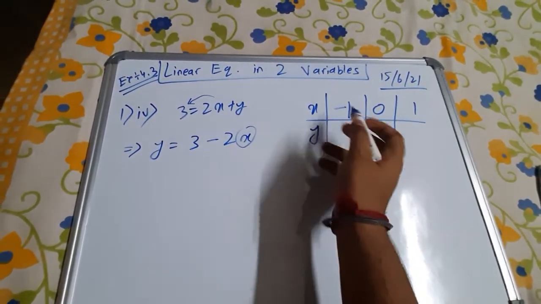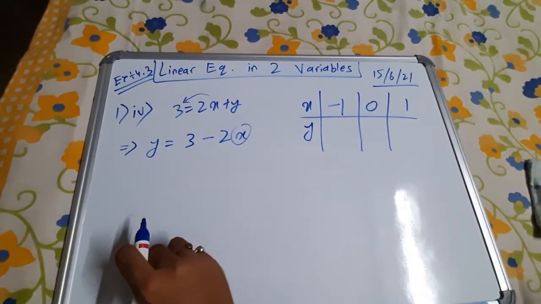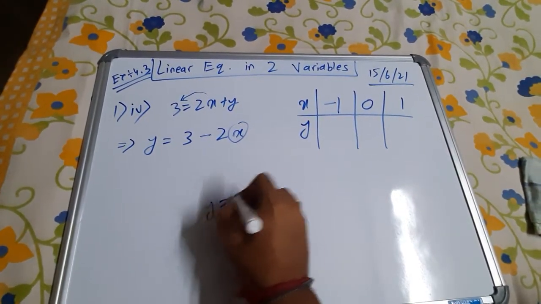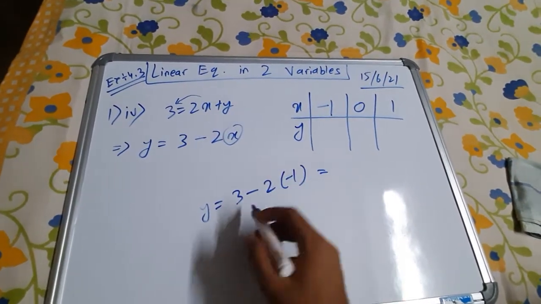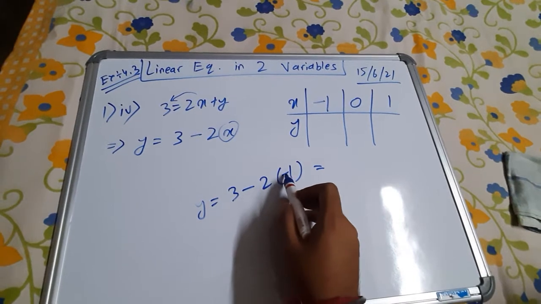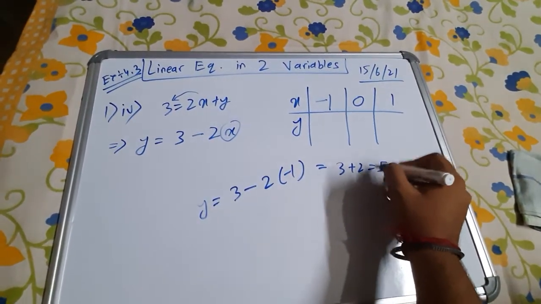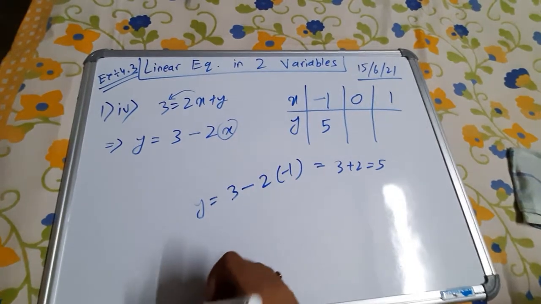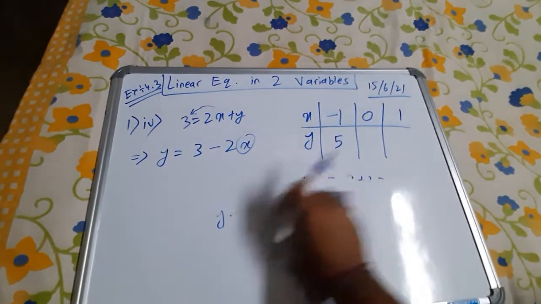Now one by one put the values in the rough, or you can do it in the fair. Anywhere you can do it. So y equal to 3 minus 2 into x. First minus 1 we will put, so 3 minus 2 into minus 1. This minus and this minus will become plus, so it will become 3 plus 2, it will become 5. So y value will be 5. Okay, for x is minus 1, y value will be 5. So first one done.